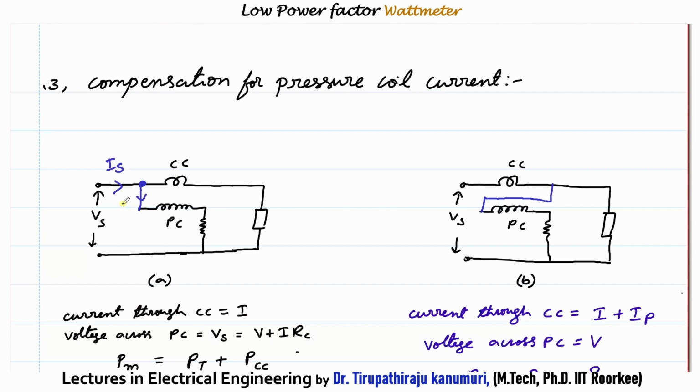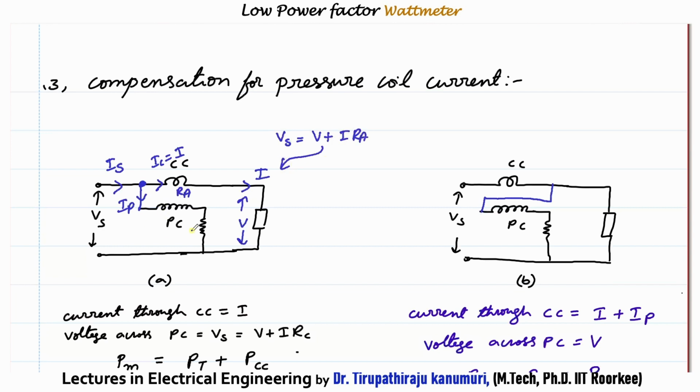Out of Is, one current is passed, that is equal to Ip. Here my load current, that means the Ic, is nothing but equal to the value of the current that is passing in the load. Same thing is passing. So now the voltage applied across your pressure coil will be the voltage across your load plus the voltage drop in this current coil. Let us assume this current coil has some resistance RA. So we can tell that the value of Vs is equal to V plus I multiplied by RA.